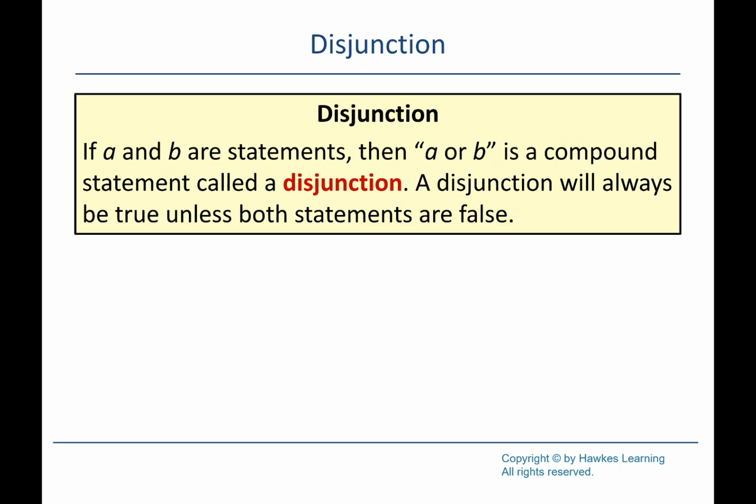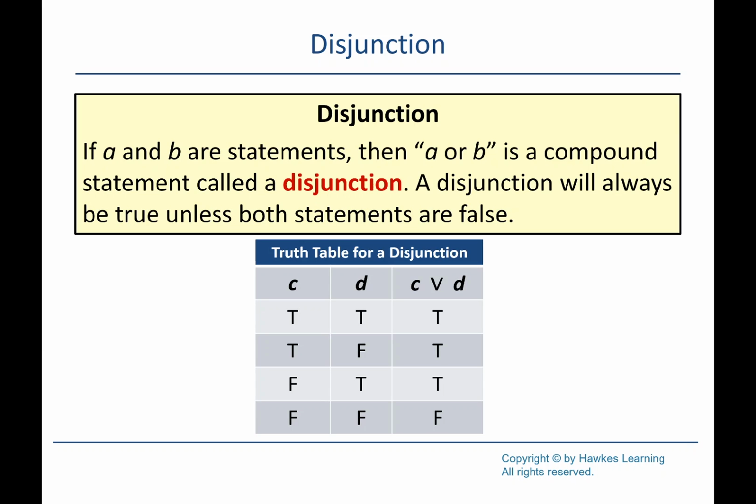And the way I think about it in my head is, if either smaller statement is true, then the compound statement is true. The way our definition slide gives it to us, it says a disjunction is always true unless both statements are false. Okay. And then here's our truth table.